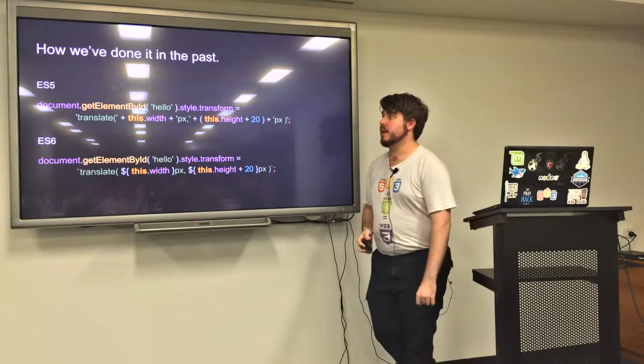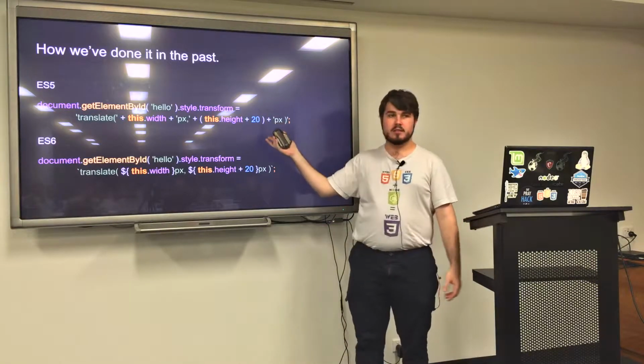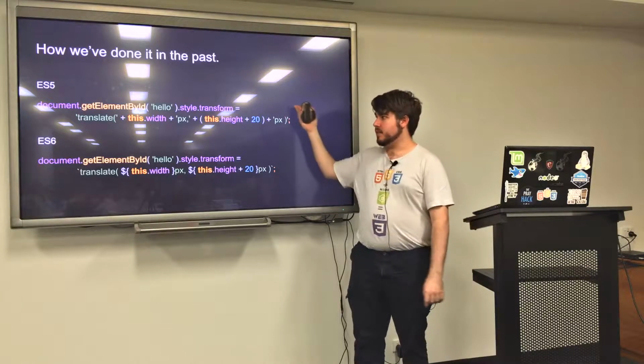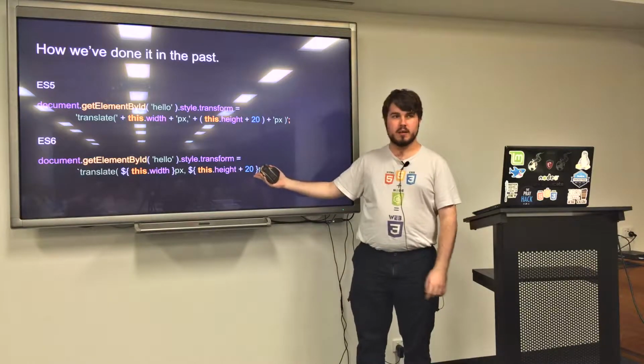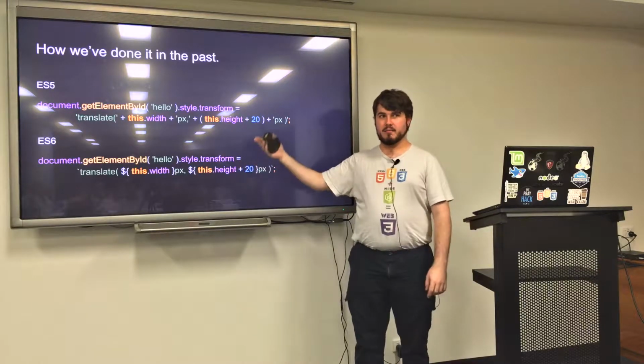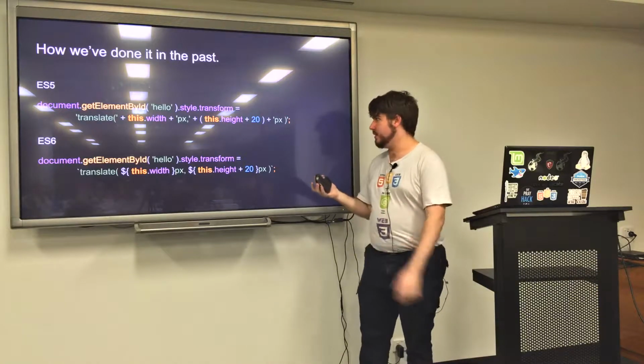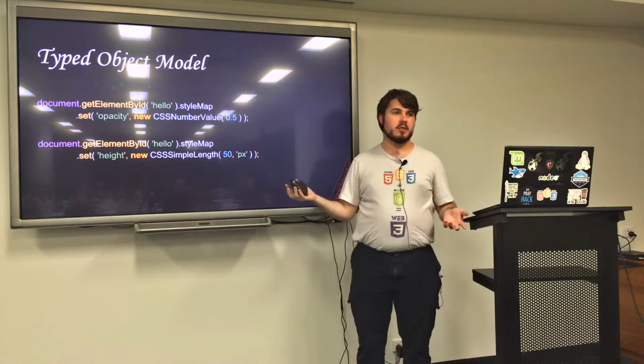So this is how we're doing it currently. Accessing a DOM object, adding stuff to the style tag, ES5 and ES6. ES6 is a little bit cleaner, but we're still passing a string to the document and then repassing that back into the CSS engine. And why are we doing this? So the typed object model is where we come in.